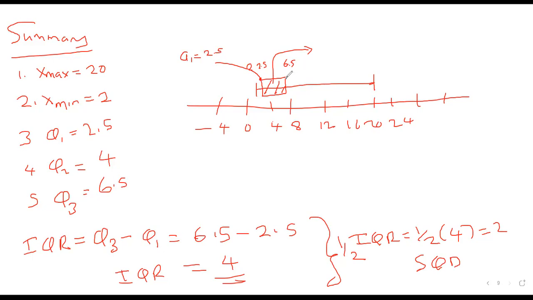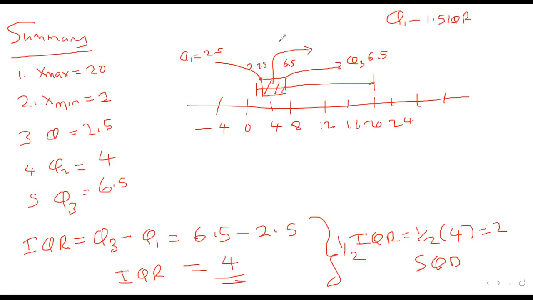This edge of the box here is our Q what? Q3, which was 6.5. Now the examiner would want you to identify the outlier. How do we find the outlier? From the lower quartile, we subtract 1.5 of the interquartile range.